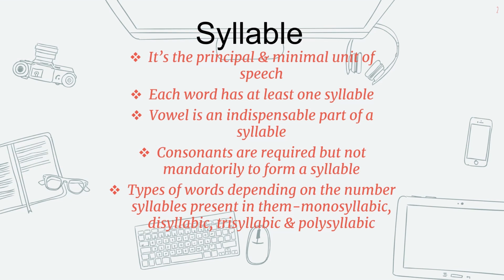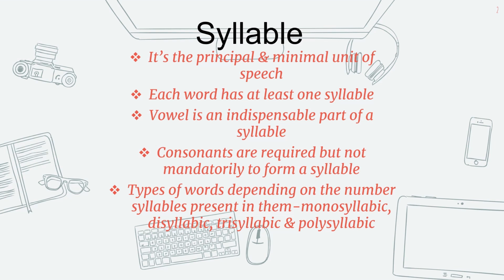The next important thing is that every syllable must have at least one vowel in it. Therefore, a vowel is an indispensable, compulsory, or mandatory part of a syllable. On the other hand, consonants are not really compulsory. They are optional, so there can be one or more consonants present in a syllable, but they are optional. And finally, depending on the number of syllables present in a word, we have different types of words.